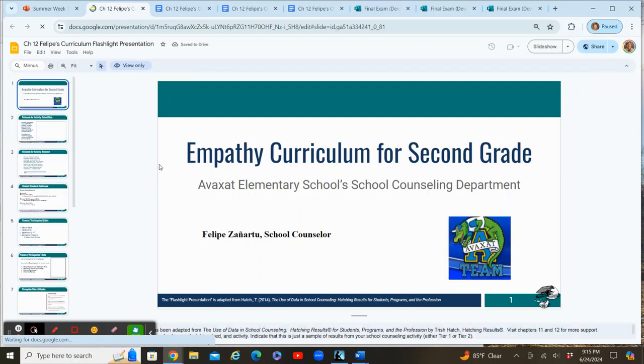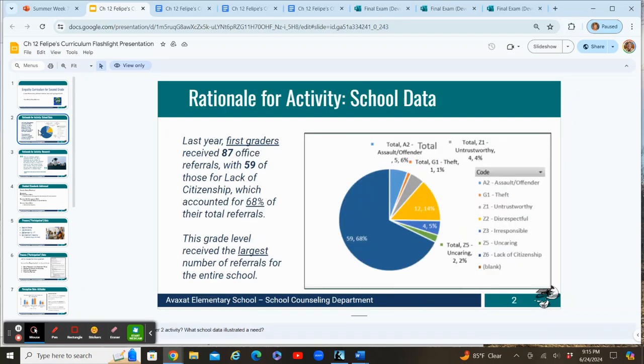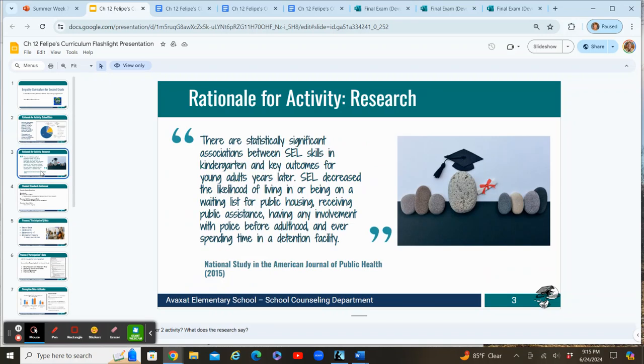And then this is the results presentation, the flashlight presentation. Again, it talks a little bit about the title of the presentation and what school it was, and it tells why they did what they did, what the rationale was, because they had so many office referrals. So they decided to do something in teaching compassion. They also looked and found the research that supported why they needed to teach those social emotional skills in kindergarten, and key outcomes for young adults years later. And so, again, just what we went through on that other slide, he has exactly this.